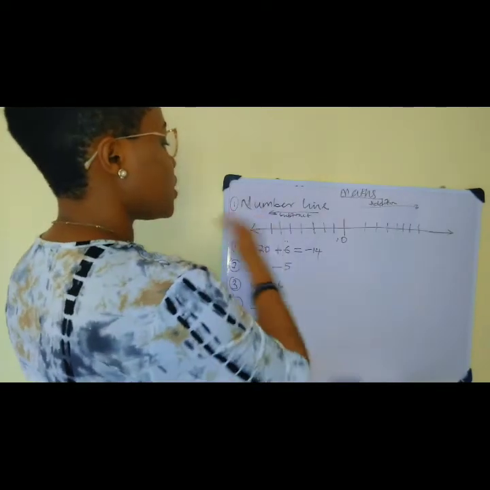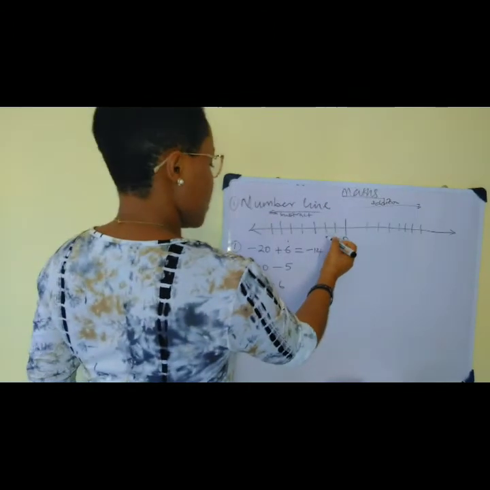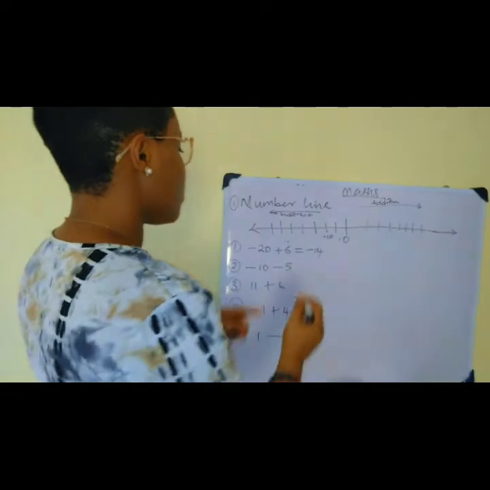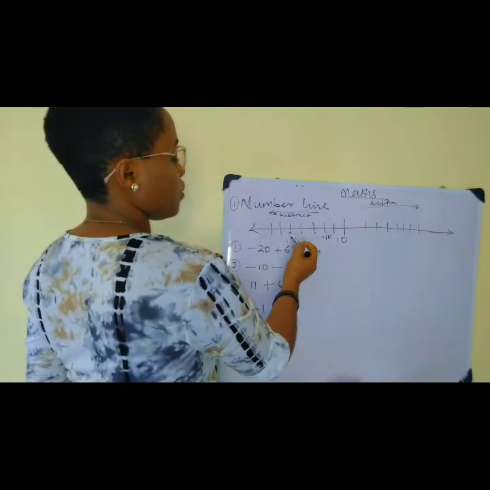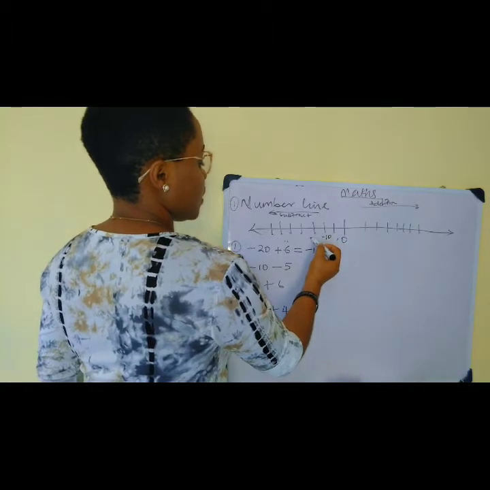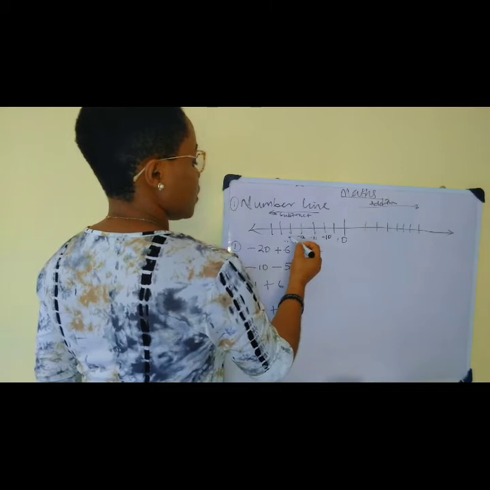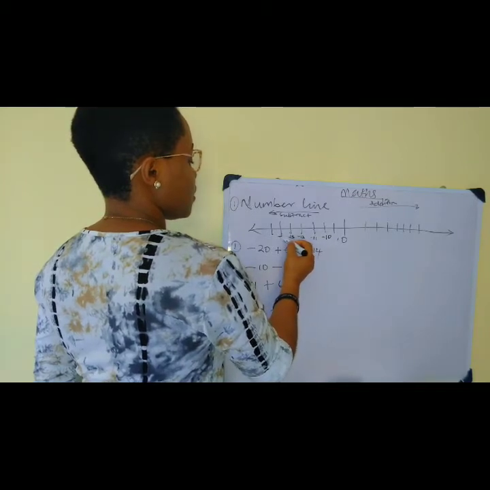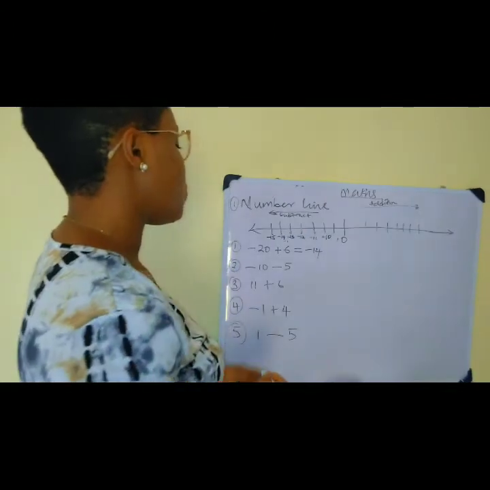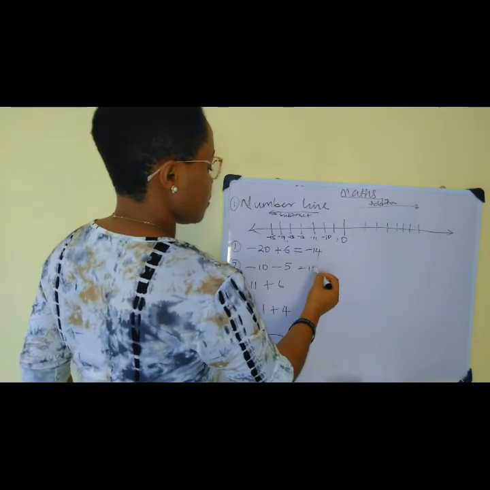Now since we are going this way, it's a minus, so we are going this way. We place our negative 10 somewhere here and count 5 points to the left. 1, 2, 3, 4, 5. Then go ahead and place our numbers. Negative 11, negative 12, negative 13, negative 14, negative 15. So what we have as our answer is negative 15.